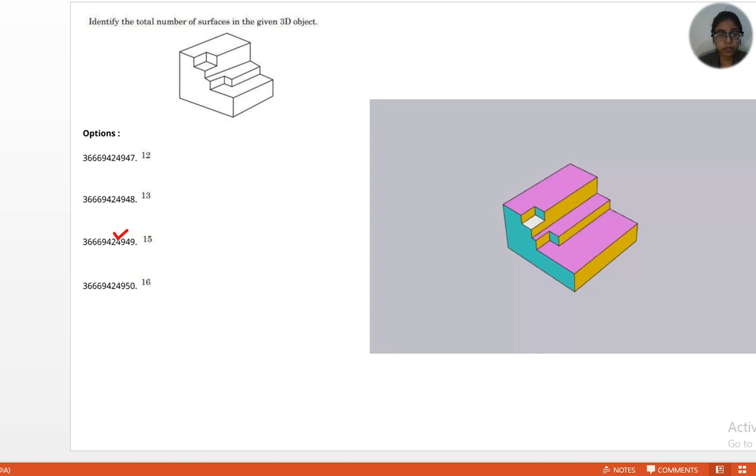Here also you have to count the number of surfaces. Okay, let's start. So in the top this purple one, 1, 2, 3. Now this orange one 4, 5, 6, 7, 8. Now blue one 9, 10, 11. Here also we will have 12, 13 on this side, and the bottom one will be your 15.